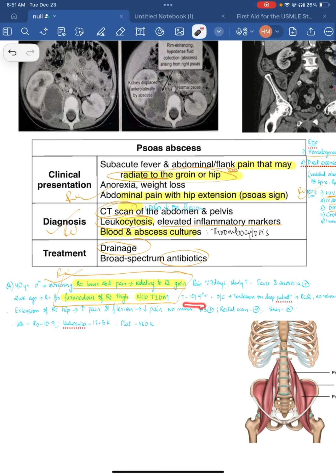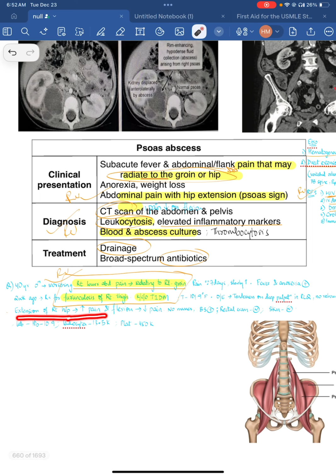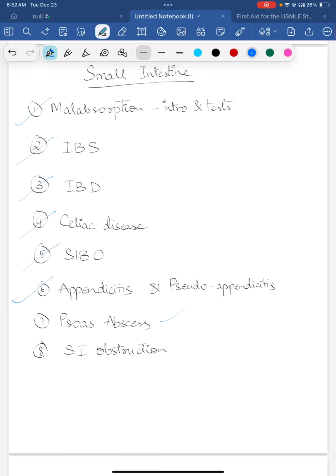Temperature is 101.9. On examination, tenderness on deep palpation in the right lower quadrant is there. Extension of the hip increases pain and flexion decreases pain. Bowel sounds are present. Rectal examination is normal and skin is normal. In labs, you can see anemia. Leukocytosis is seen, platelets are slightly increased. As you can see, thrombocytosis is there. So that points towards psoas abscess. That is it for psoas abscess. We are done with psoas abscess.